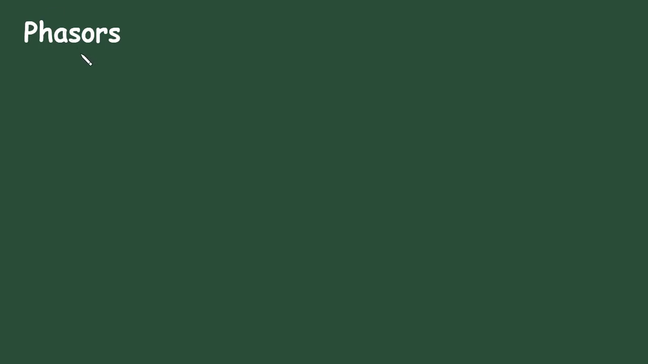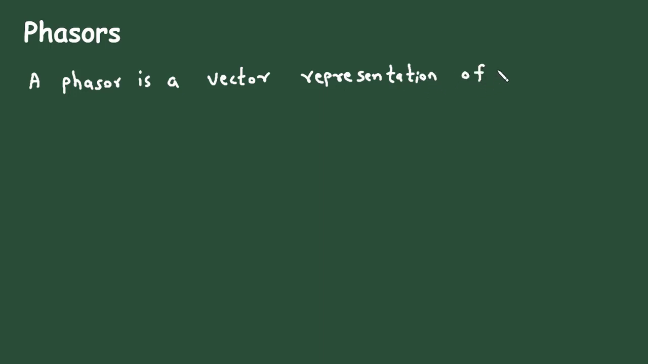In this video, we will see phasors. Phasors are the vector representations of sinusoids. So here we can write a phasor is a vector representation of sinusoid, which have both magnitude and direction.